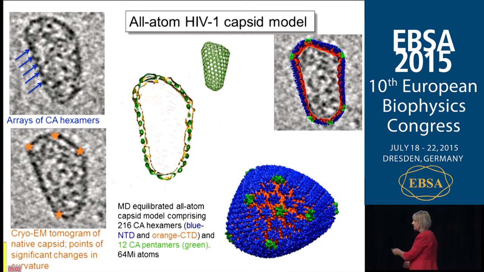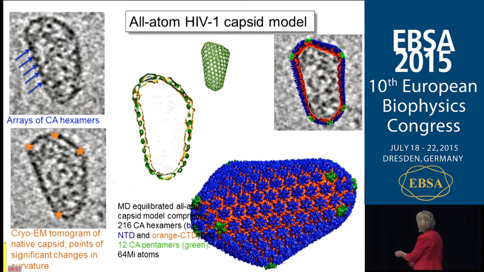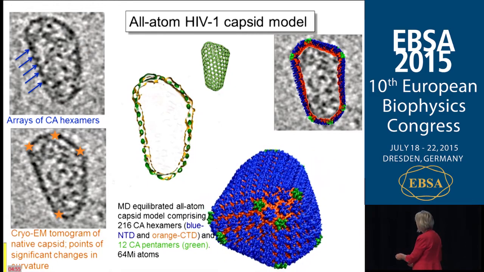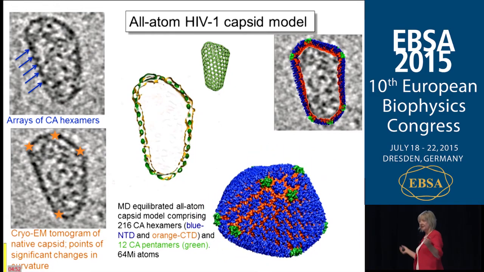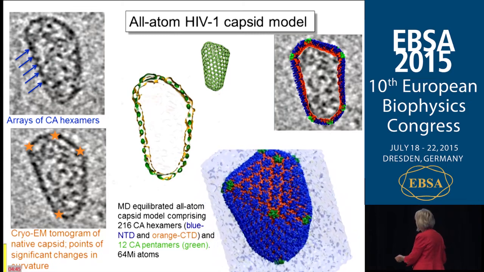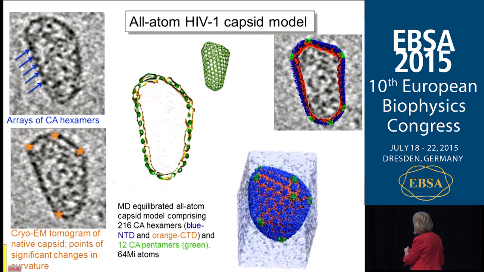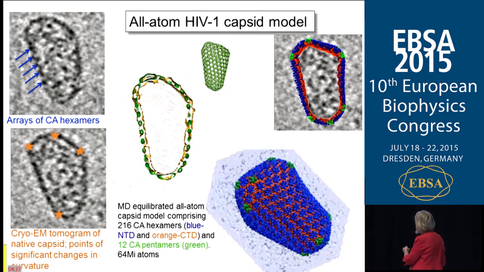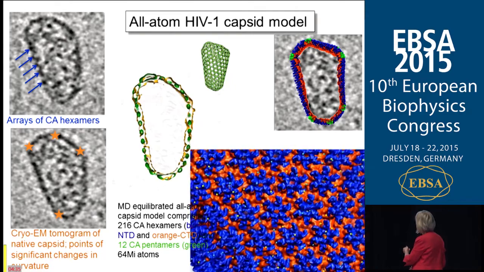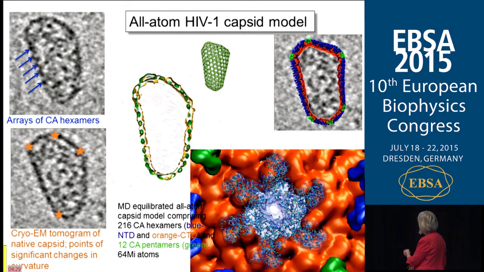Then the whole system was built up, all atom model again, 216 hexamers, 12 pentamers, everything in a box of water with the correct ions now. That would be physiological ions. The whole system is 62 million atoms, and you can see here now that we have not just the outline, the blobs of the hexamers and the CTD. If you go in there, we really have the atomic model in there in all detail.